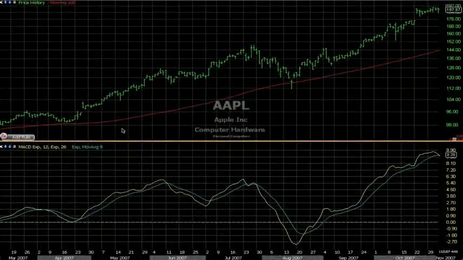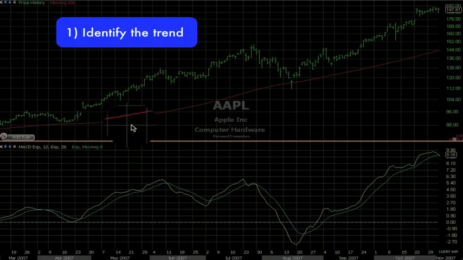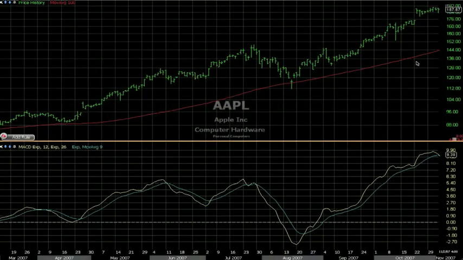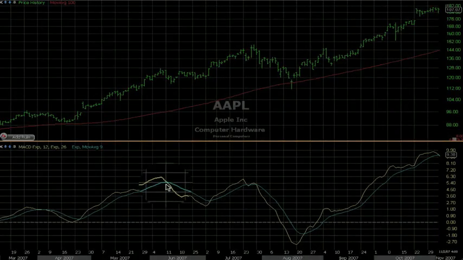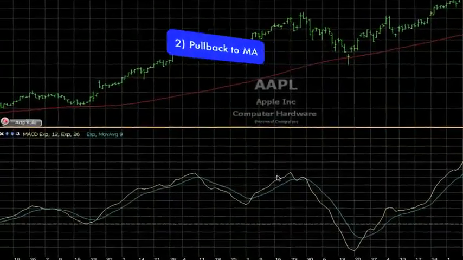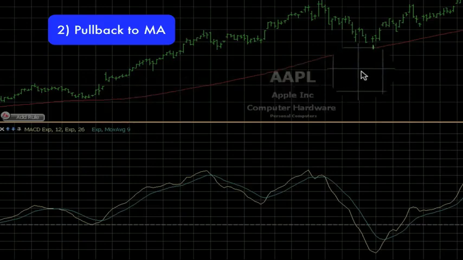Okay, now you know how the MACD works, so I'll show you how to enter using the MACD crossover of the trigger line. First, I identify the trend. I see that my MA is upsloping, so my trend is up. This means I will be ignoring MACD crossovers of the trigger line to the downside, like this one and this one. Second, I'll be looking for pullbacks to the MA here and here.